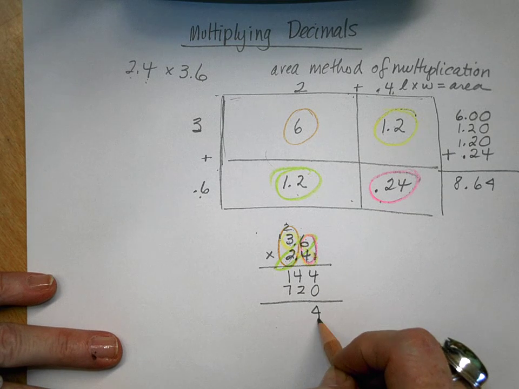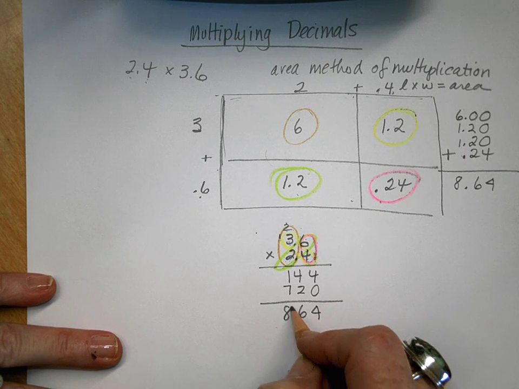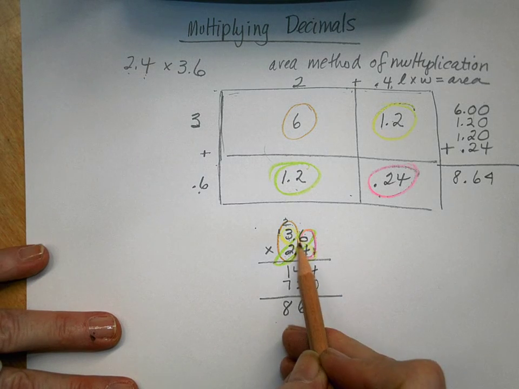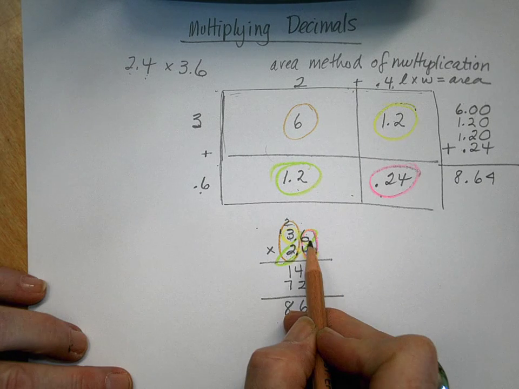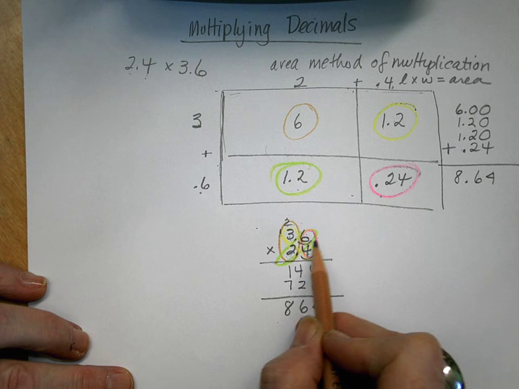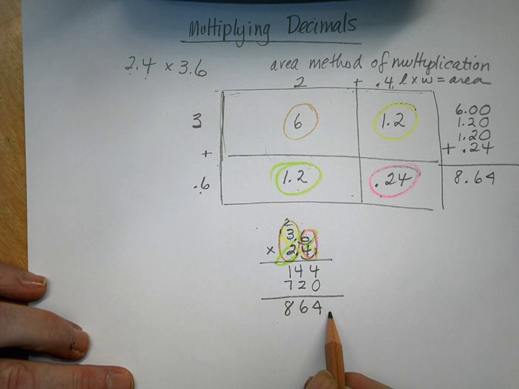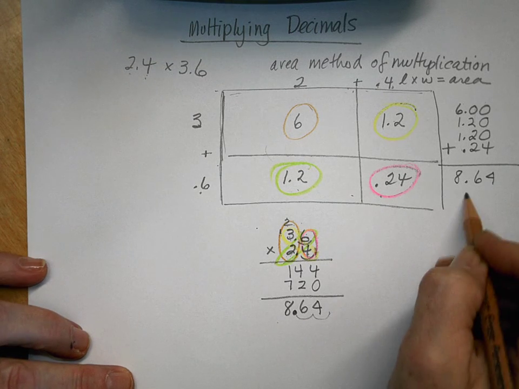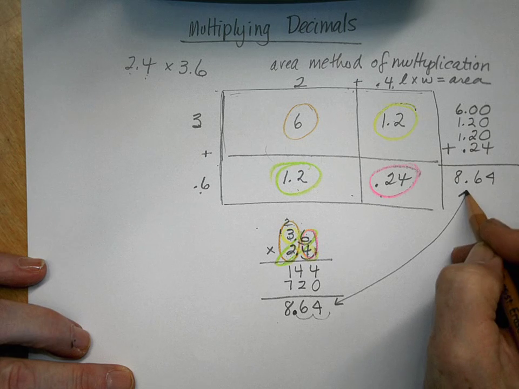So I have a 4, a 6, and an 8. And to locate my decimal point, I count the number of decimal places that I used. So I used 1 here. I used another one here. That's 2 total places that I used. So I start always on my right. There's 1 place, 2 places. My decimal point goes right here. Notice that those 2 amounts match.